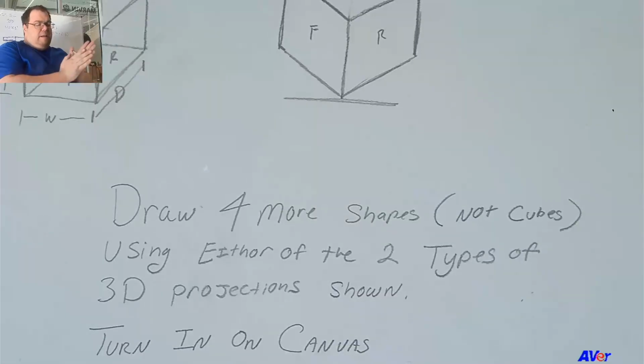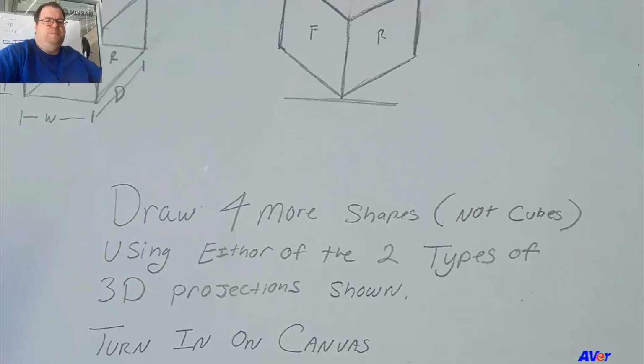Once you've done that, take a picture with your computer and you'll turn it into the assignment on Canvas called 3D Sketch, like Lab 2, I think, is what it's called.